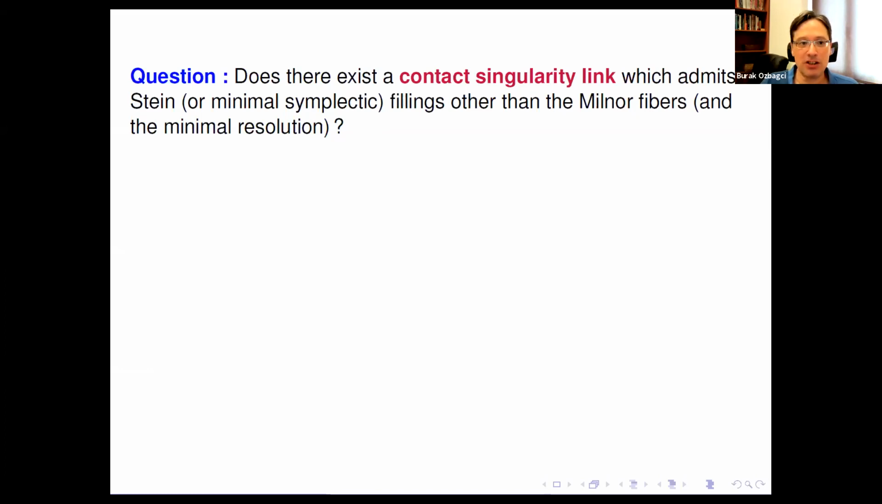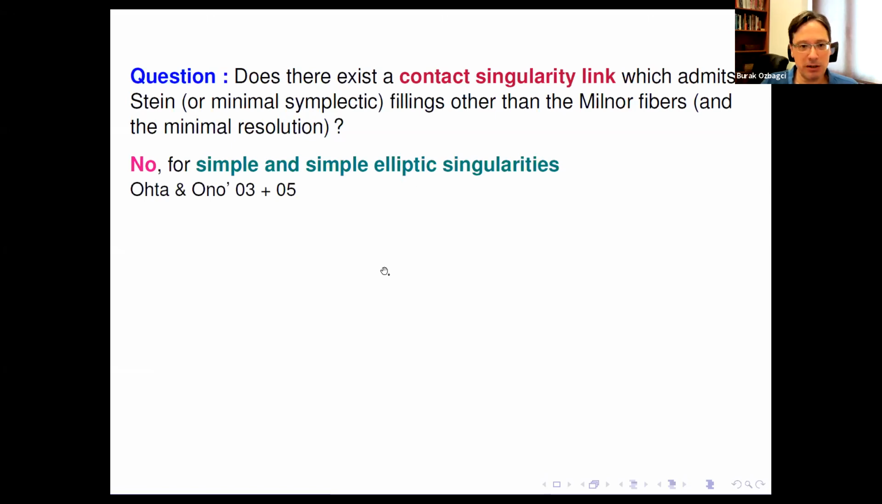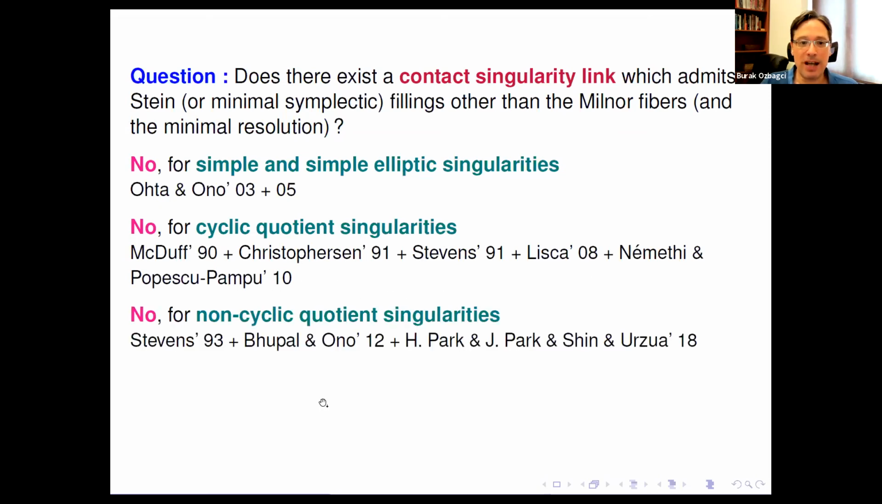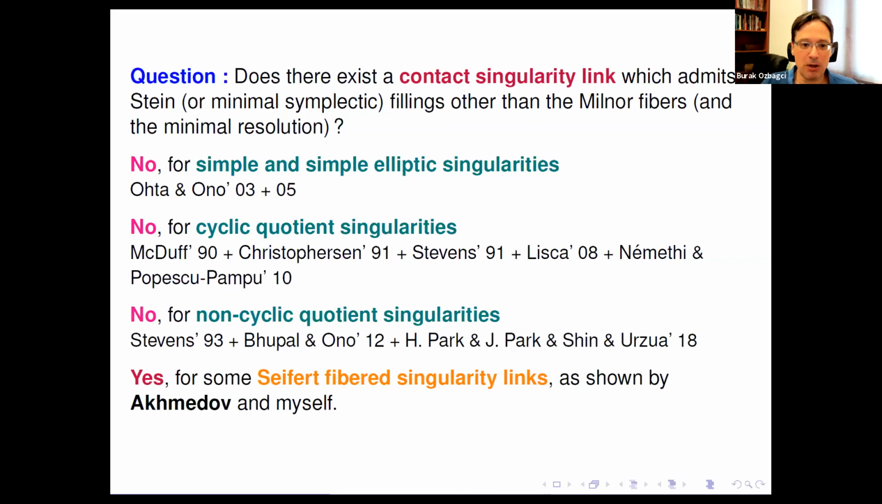The answer is no for simple and simple elliptic singularities. This is proven by Ohta and Ono. And no for cyclic quotient singularities. There's a long list of people who contributed to this problem. I wrote the names and the dates. No for non-cyclic quotient singularities. Again, there's a long list of people who contributed to this. But yes, for some Seifert fibered singularity links, as shown by Anar Akhmedov and myself. So these were the first examples of contact singularity links which admit fillings other than the Milnor fibers and the minimal resolution.